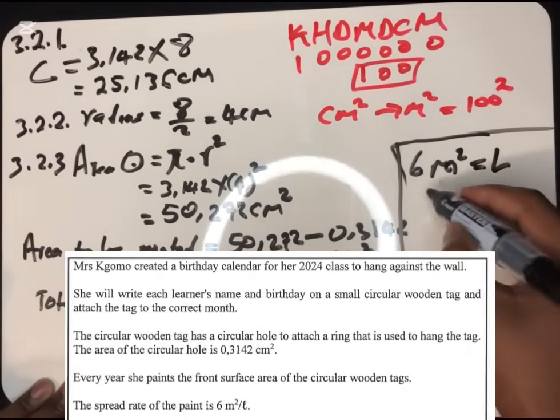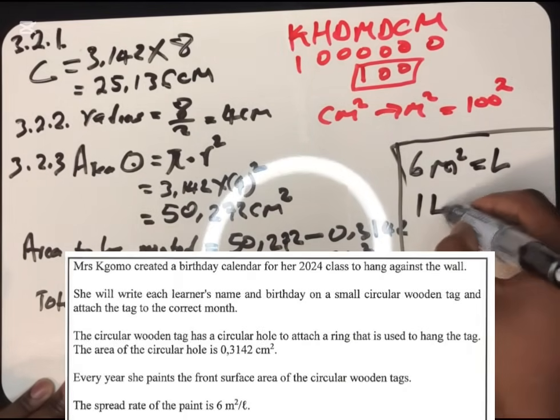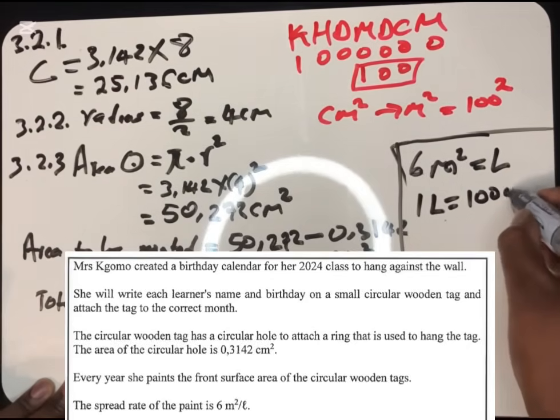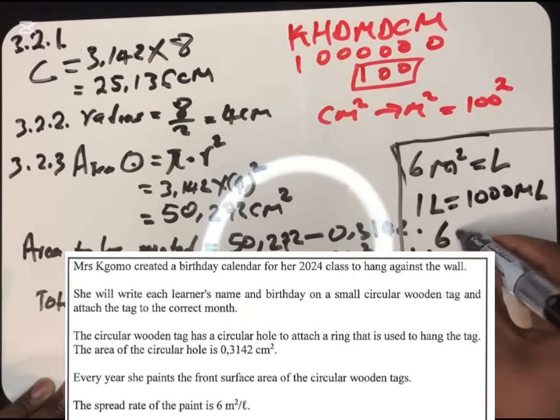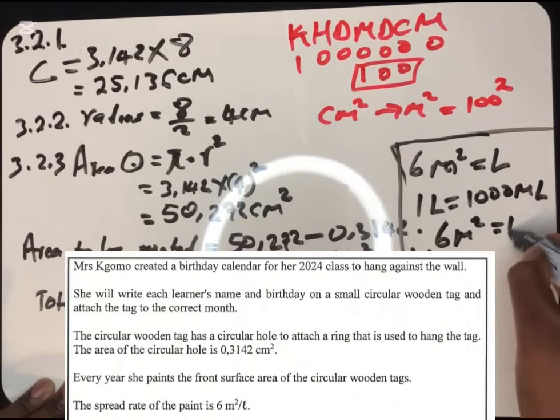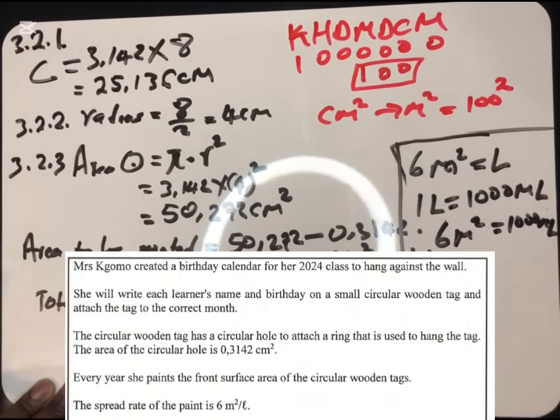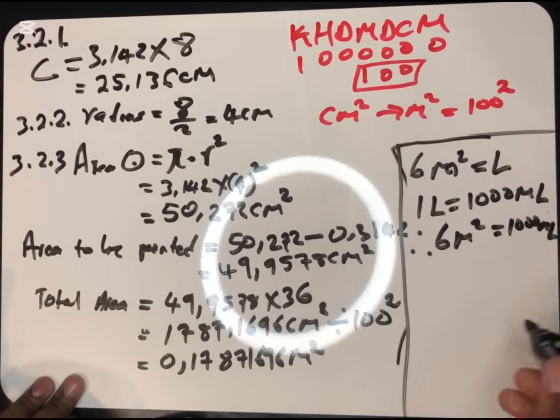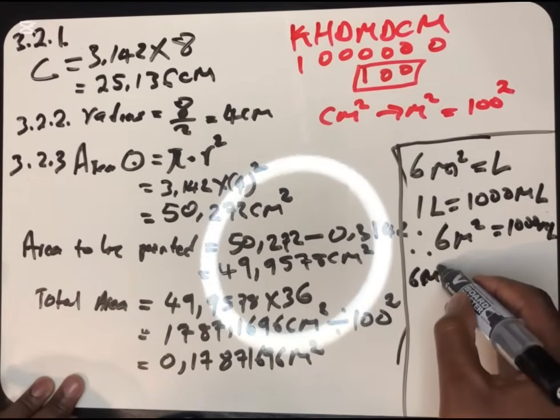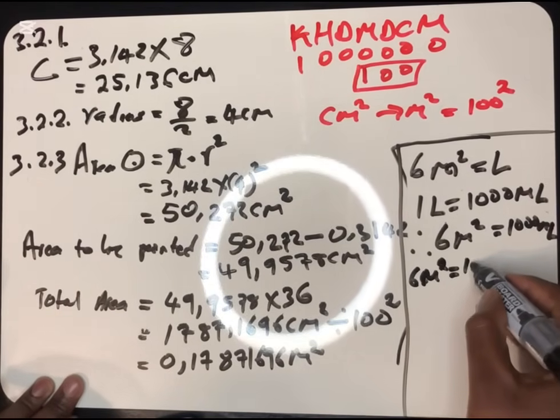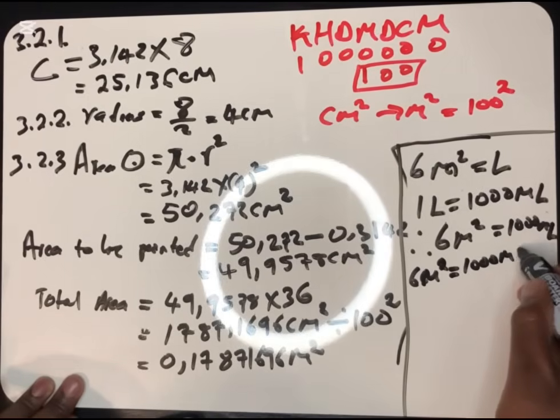And then again, we know that 1 liter is the same as 1,000 milliliters, which is the same as 6 meters squared is equal to 1,000 milliliters. I believe we are together then. And then from here, let me write it here. 6 meters squared is equal to 1,000 milliliters.